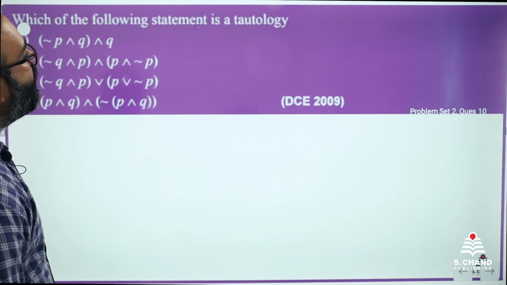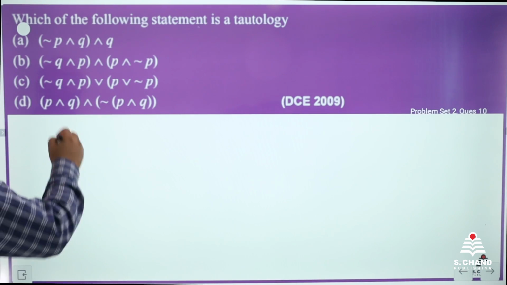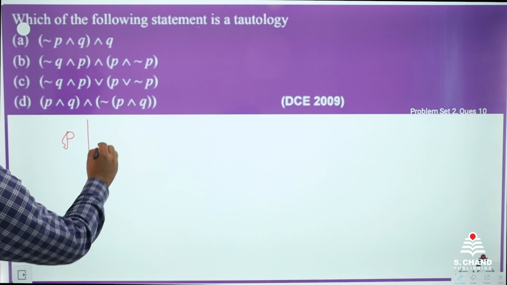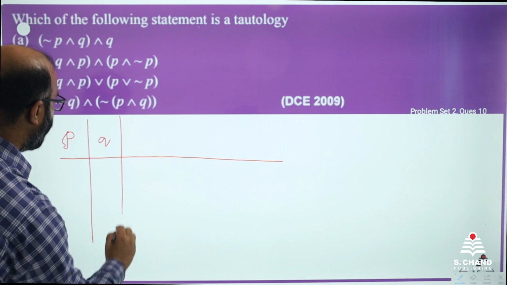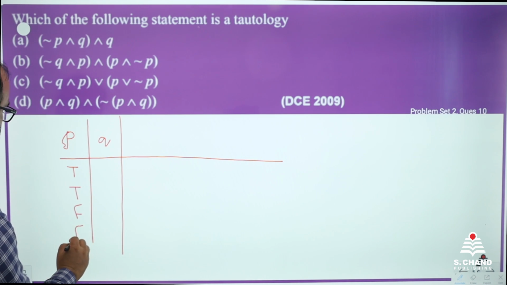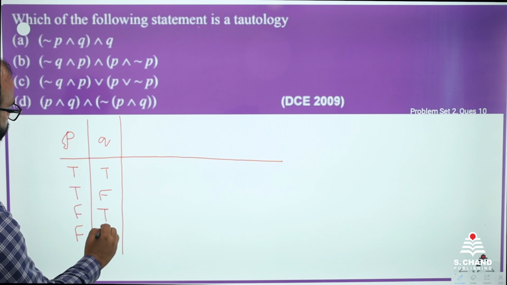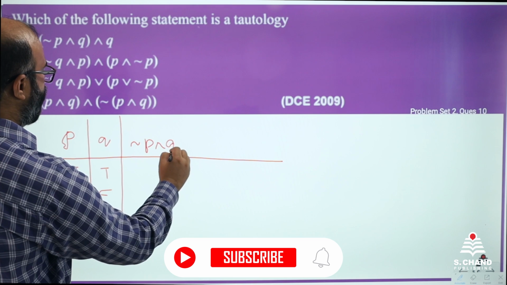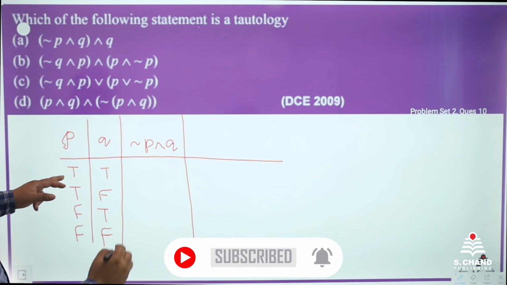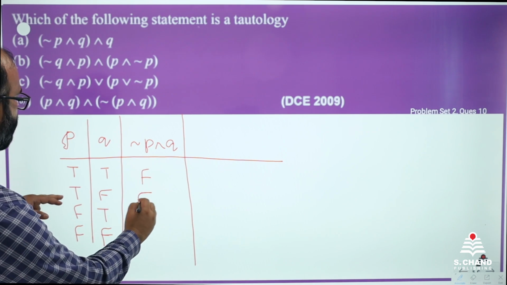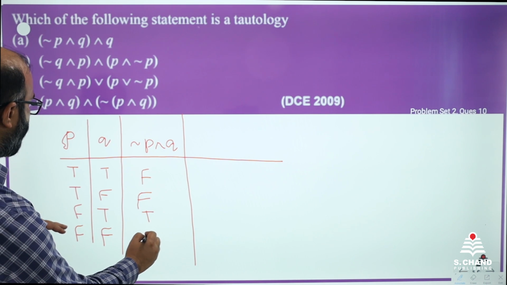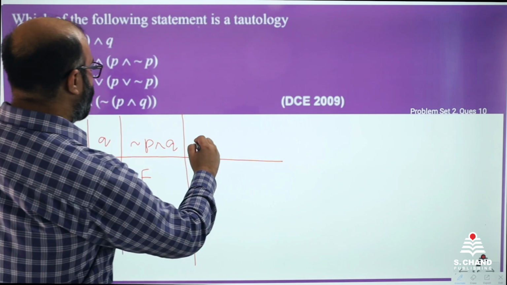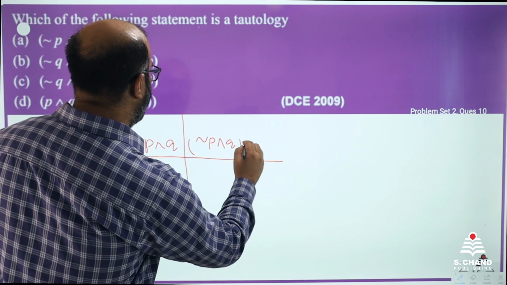Which of the following statements is a tautology? So again, you have to make a truth table for all of them. So let us start making the truth table. P and Q is there, and then we have true, true, false, false, and then true, false, true, false, like this. And then we have not of P and Q. So not of P and Q will be false, false, true, false, right? And then we have and Q.